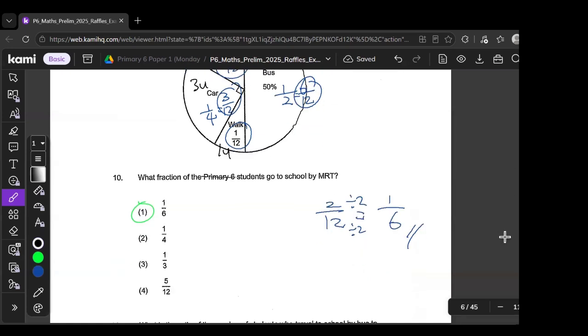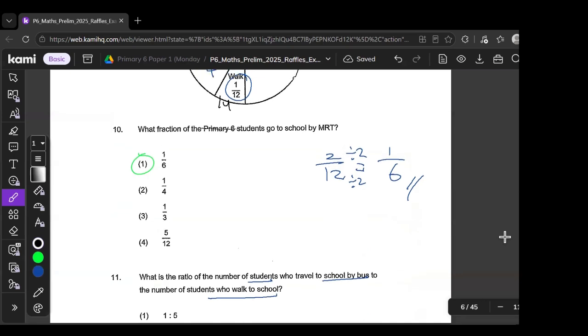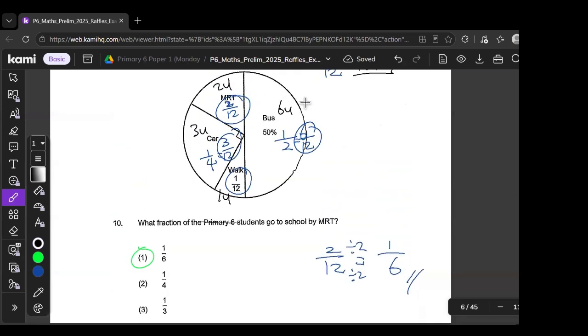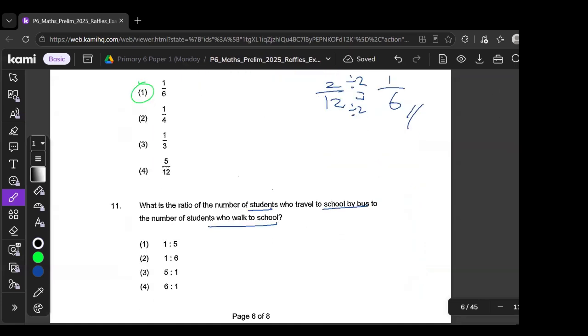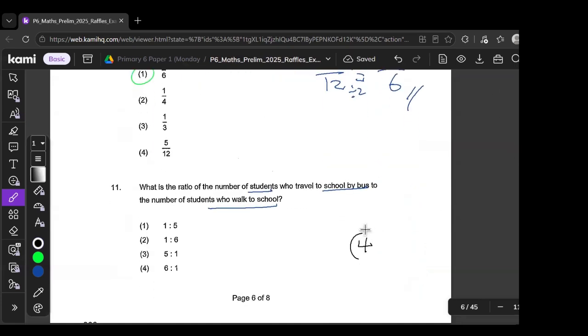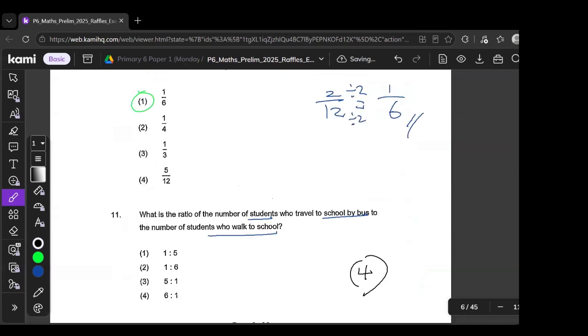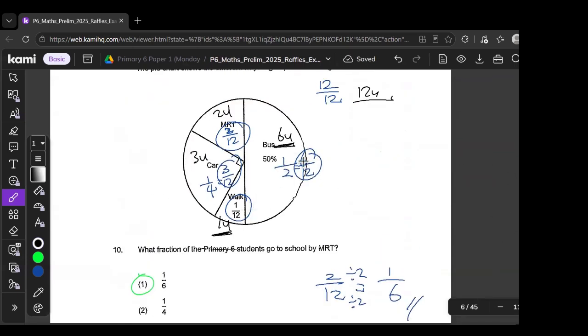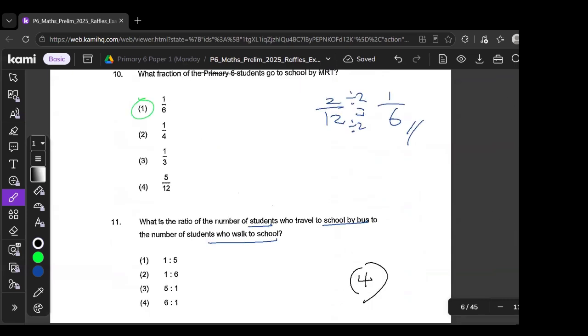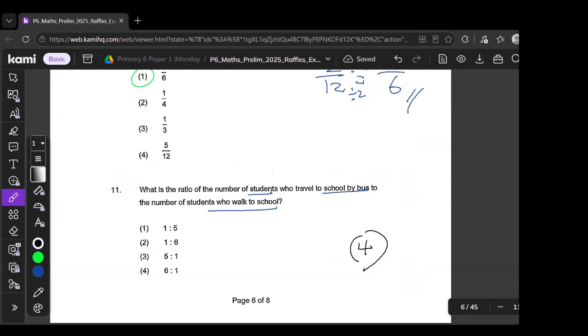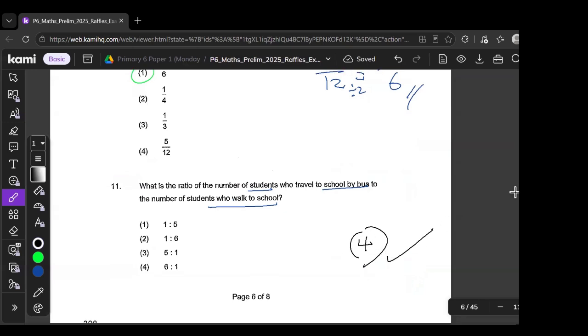So what is the ratio of bus to walking? How many take the bus? 6. How many walk? 1, right? So yeah, 6 is to 1. 6 units is to 1 unit. So the answer should be number 4. Sorry, bus to walk is how many? Bus is 6. Walk is 1, right? So 6 is to 1. The answer should be number 4. Yes, correct. Number 4. Right?